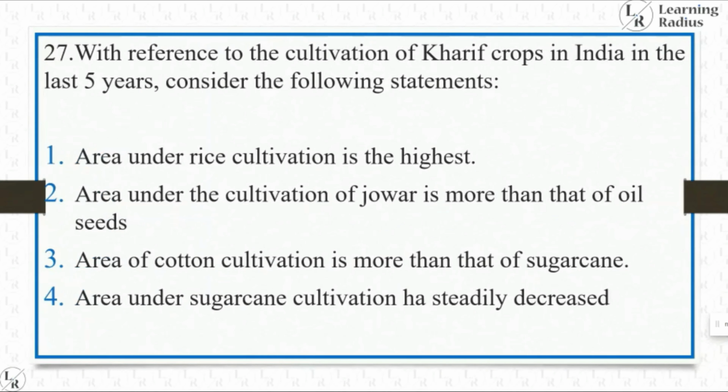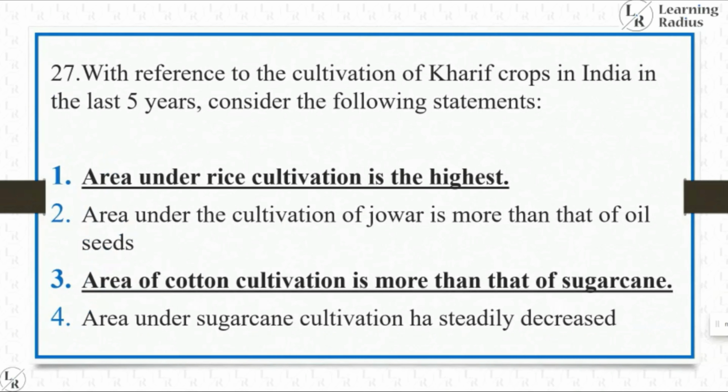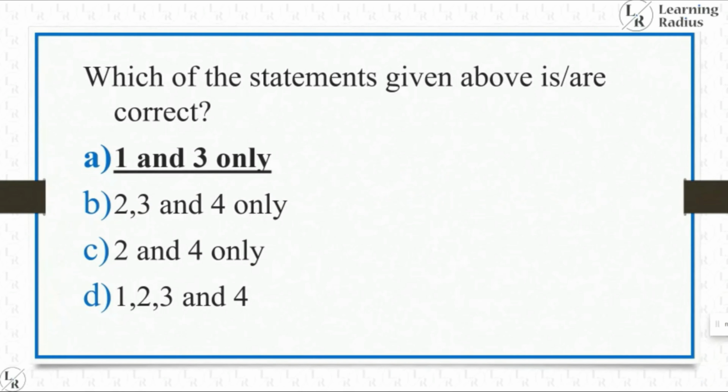Now, when you look back at the statements once again, area under rice cultivation is the highest. That is right. Area under the cultivation of jowar is more than that of oilseeds. That is wrong. Area of cotton cultivation is more than that of sugarcane. That is right. Area under sugarcane cultivation has steadily decreased. That is wrong. So the first statement and the third statement are right. So the answer is 1 and 3. Answer is A.